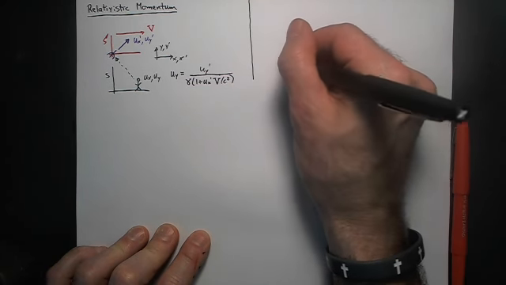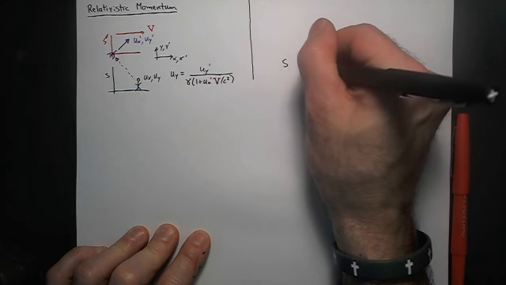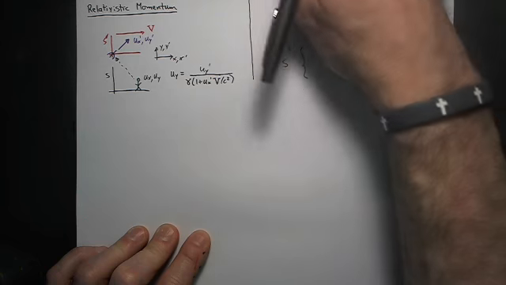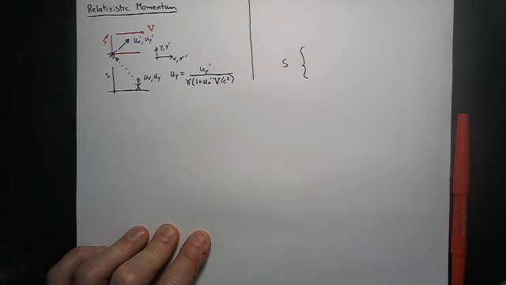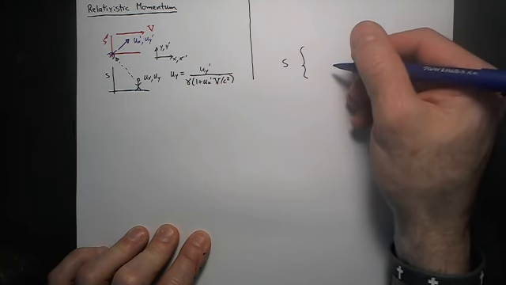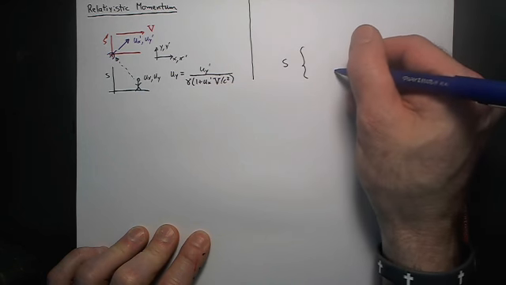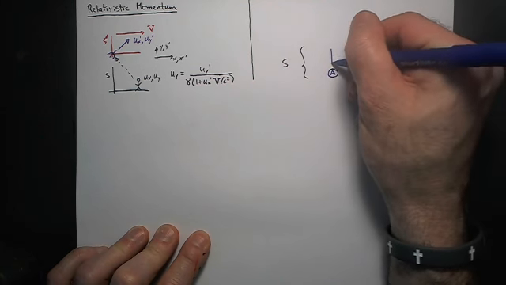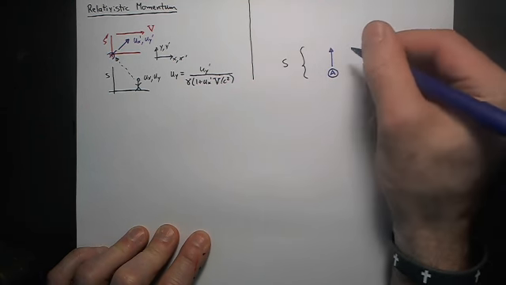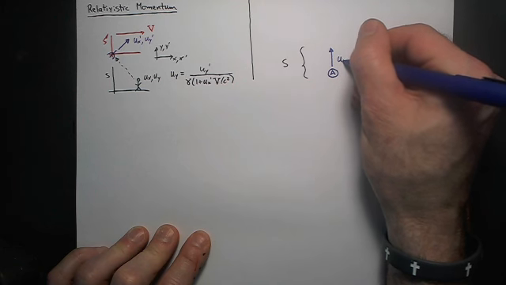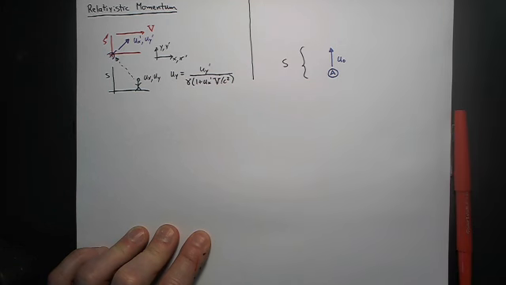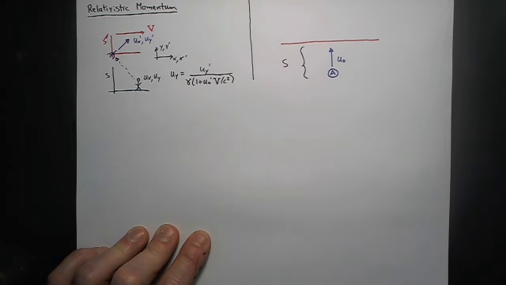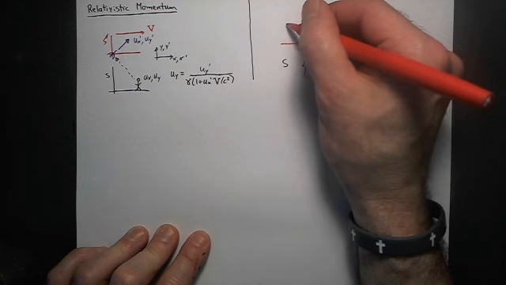In frame S, I imagine taking a ball, a blue ball, and I'm going to throw it vertically upward with a speed of u naught. I'm going to call this ball A, and I'm going to throw it in the positive y direction with a speed u naught. In a separate experiment, and we'll tie them together soon, but for now think of this as being completely separate.